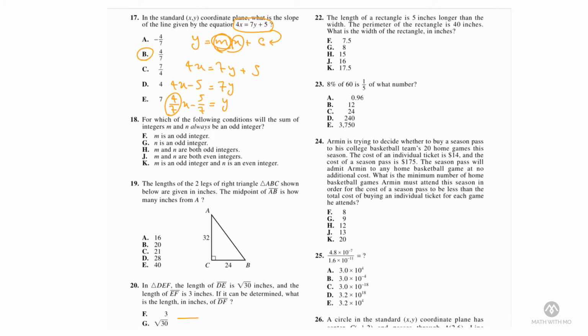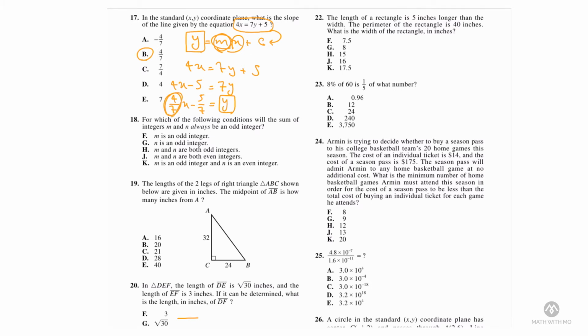So the point is y should be isolated on one side of the equation. It doesn't matter if it's left or right. As long as it's one side, we're done. Here it's on this side. And when that happens, the coefficient of the x is the slope.